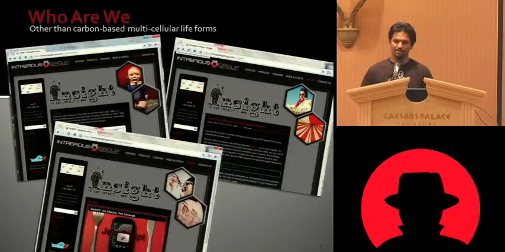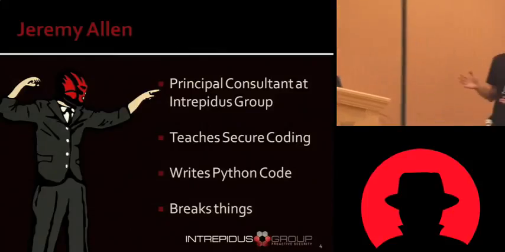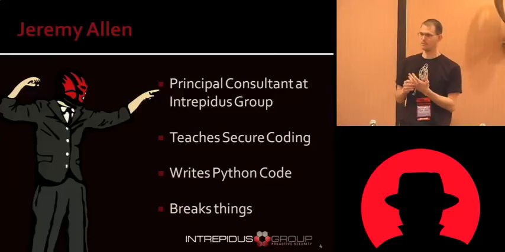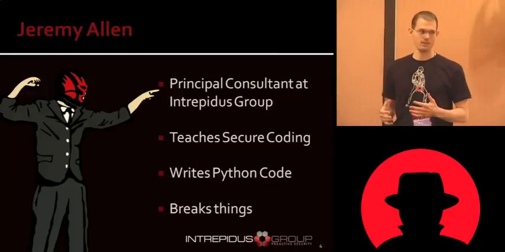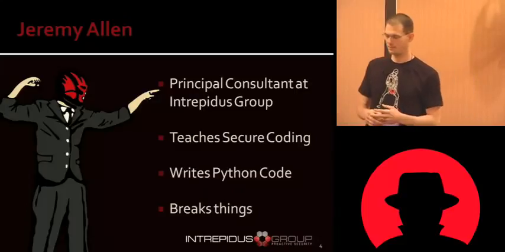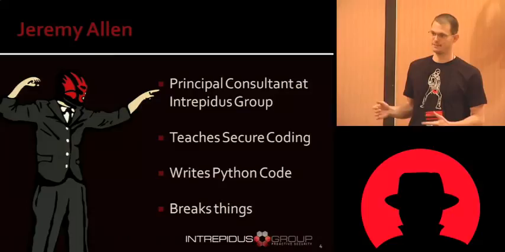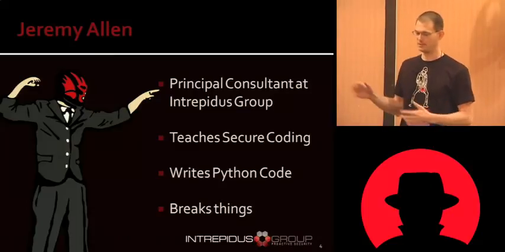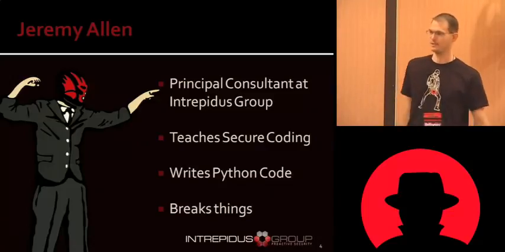So who exactly are we? I'm Jeremy Allen. I'm a principal consultant at Intrepidus Group. I've been doing information security consulting for about 4.5 years now, and prior to that, I developed software for a bit over 10 years, so I've been in the information technology industry for a while. I teach secure coding, I write a lot of Python code, and I try to break stuff and hopefully share with others about how I broke things. So that's what I do.